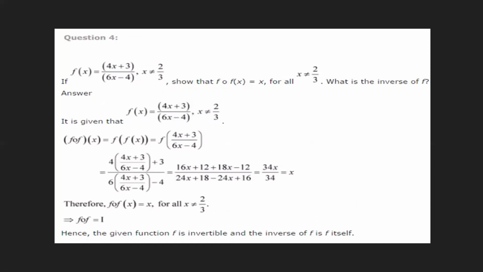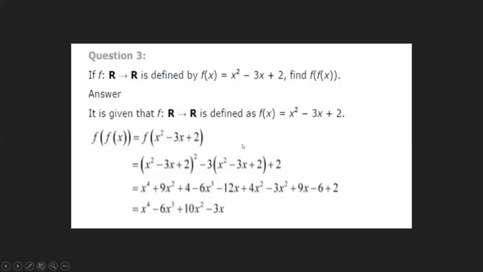So f of f(x) is f of (4x plus 3) upon (6x minus 4). After substituting in this function: 4 times (4x plus 3) upon (6x minus 4) plus 3, upon 6 times (4x plus 3) upon (6x minus 4) minus 4. After solving it, we are getting here 34x upon 34, and after cancellation, it is equal to x. So that only we were supposed to prove. So this was your question number 4.